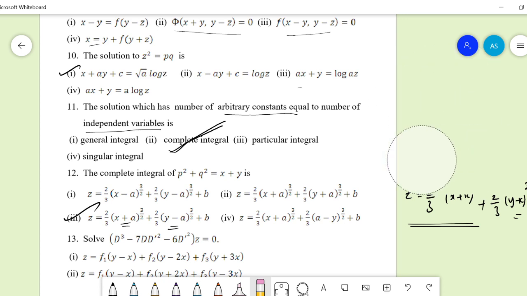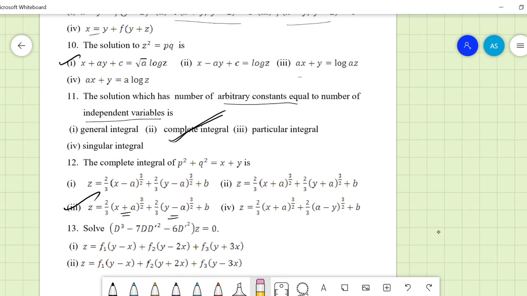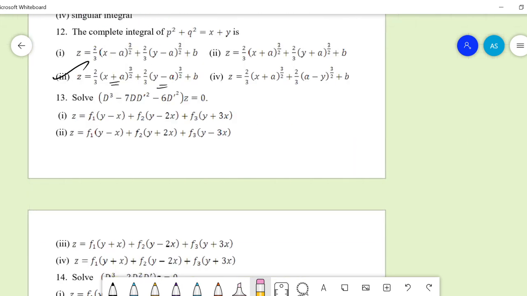Now the next one. This is a cubic equation. The right hand side is 0 here, so we have to solve only the left hand side and find the complementary function. First write the auxiliary equation. What is the procedure for writing the auxiliary equation? Replace D by m and D dash by 1. So what will happen here? m cube minus 7m minus 6 equals 0.